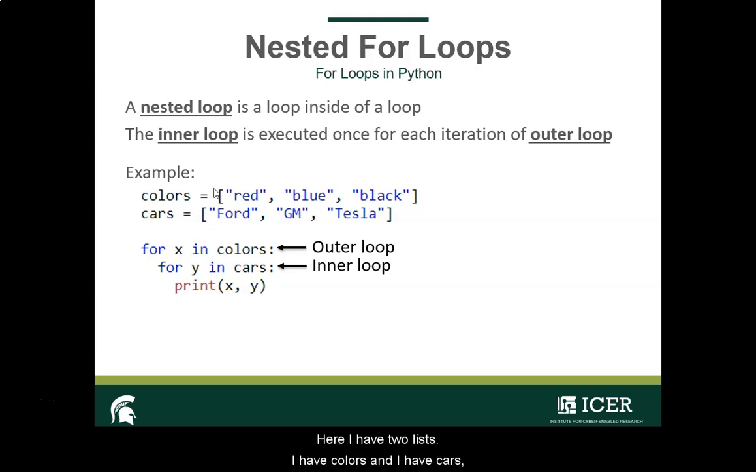Here I have 2 lists. I have colors and I have cars. And you'll notice both of them have 3 items each, all strings. I set up my outer loop to go item by item through the color items. For each color, I then am going to bring up each car item, and then as a result, print the color and the car. Try this code out in Python, and notice how you're going to get a nested loop output.